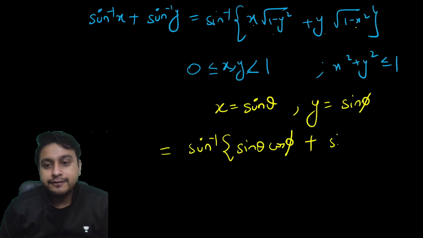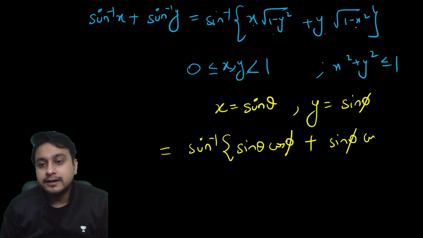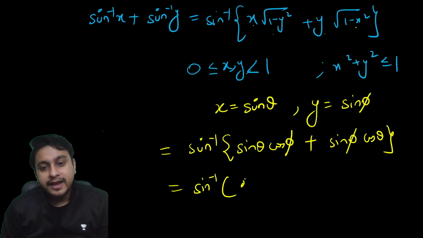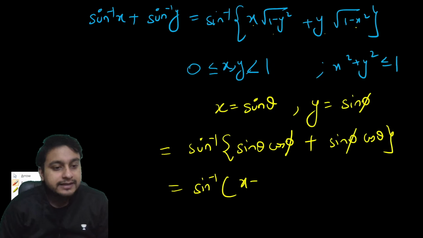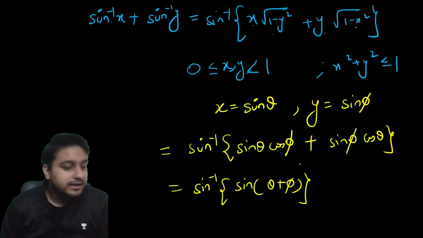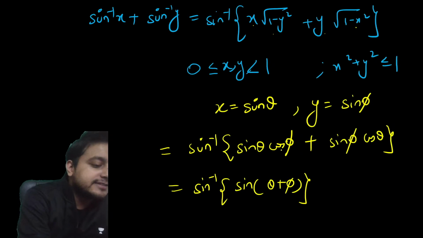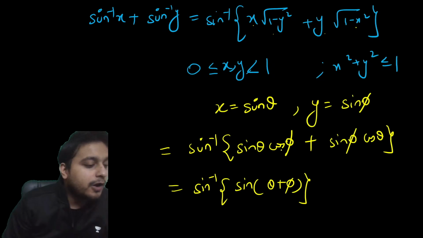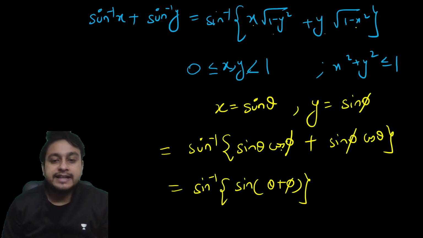y will be sine phi, cos theta. So we are getting sine inverse x plus, this is nothing but, guys, coming out as sine inverse of sine theta plus phi. Yes, sine inverse of sine of theta plus phi, right? Sine a plus b. So guys, we all know that we cannot cancel at this step, can we? Not at all. We cannot cancel this step.